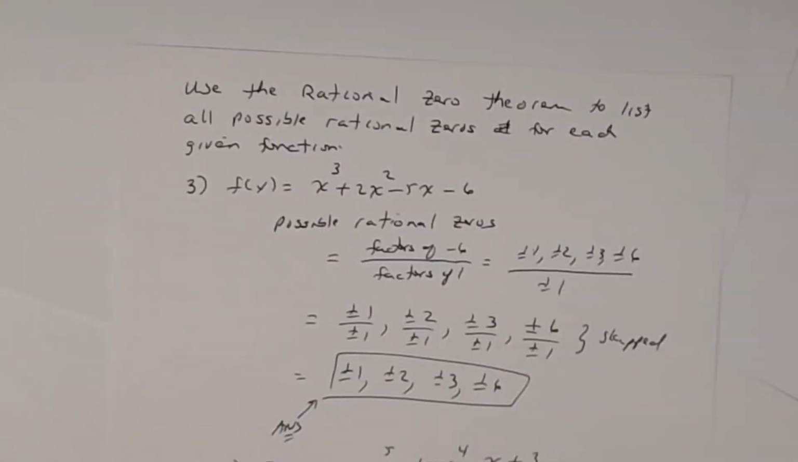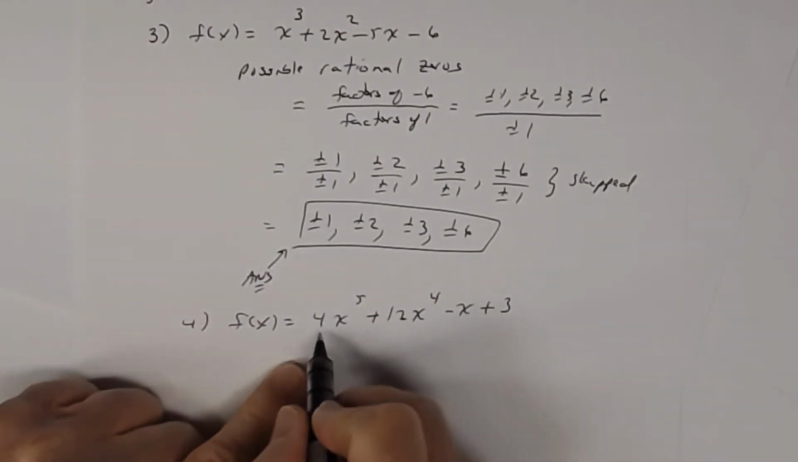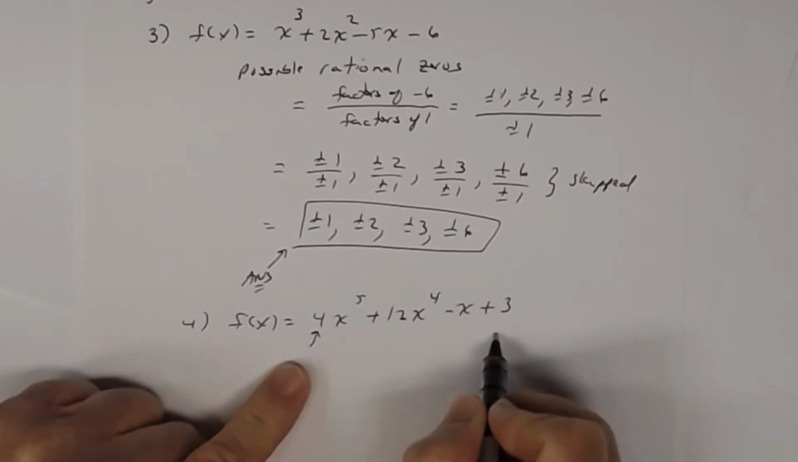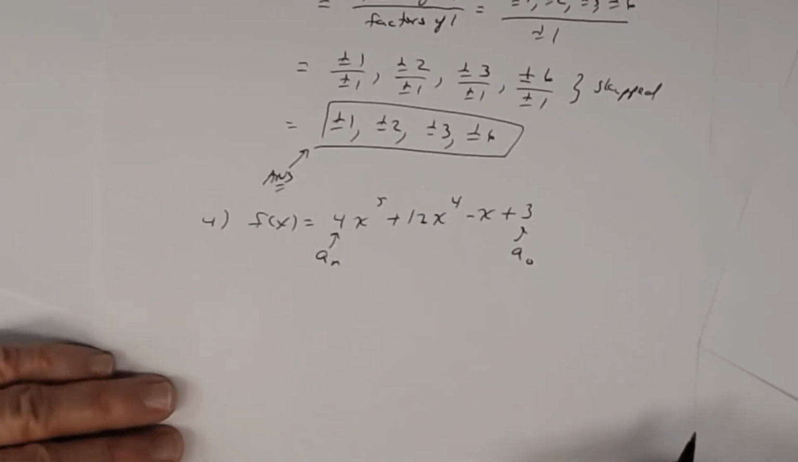So the point being that all you need to find the possible rational zeros are your leading coefficient and your constant coefficient. That is all you need. You need a sub n and you need a sub 0. Okay? A sub n and a sub 0.